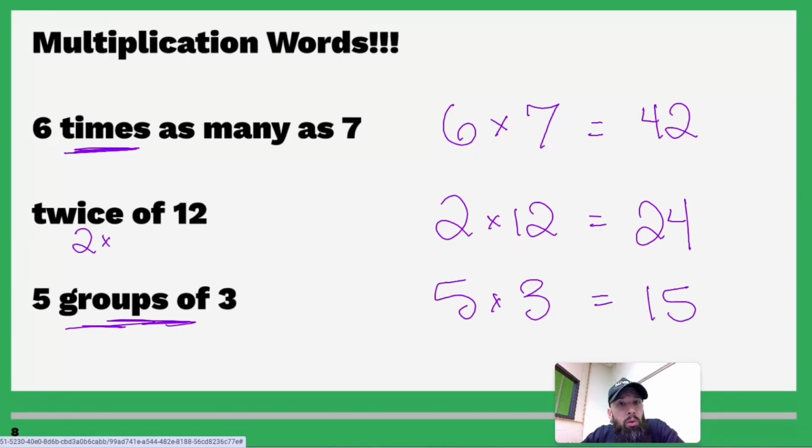There's other words too that we might run into, and if we do run into that today, we'll get to them, but these are the most common ones, okay? Times, groups of. Sometimes you see the word per, like, $5 per ticket or something like that. And we'll talk about that if we run into that, but we're not quite there yet.